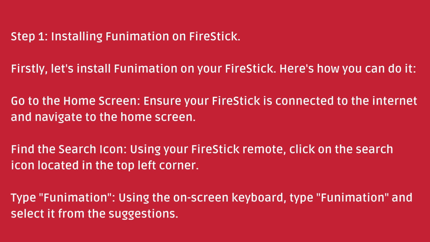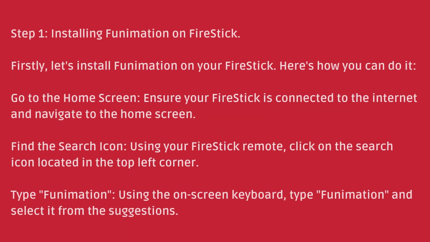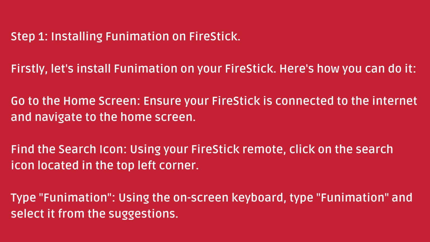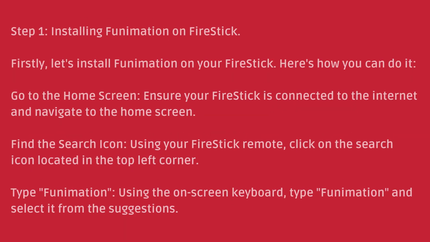Step 1. Installing Funimation on FireStick. Firstly, let's install Funimation on your FireStick. Here's how you can do it. Go to the home screen, ensure your FireStick is connected to the internet, and navigate to the home screen. Find the search icon. Using your FireStick remote, click on the search icon located in the top left corner.